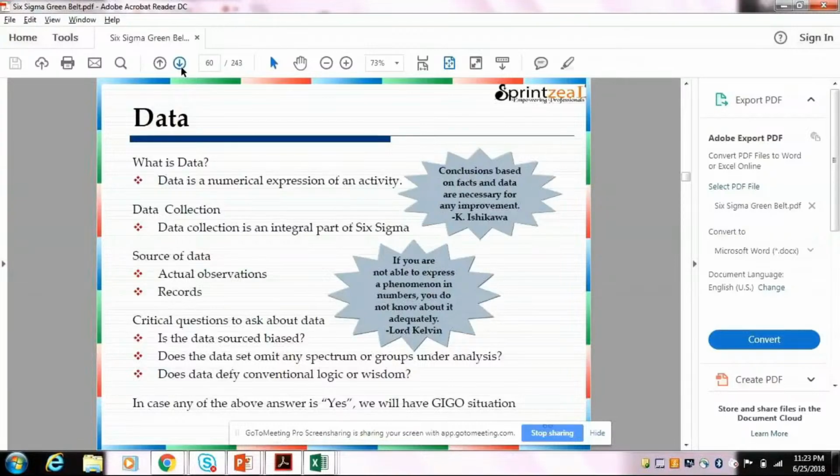Now, what is data? I would say it is the most important aspect of any Six Sigma project, right? So data is a numerical expression of an activity, and data collection is an integral part of Six Sigma. So what are the sources? You do the actual observation, or you collect the historical data, wherein you check the record.